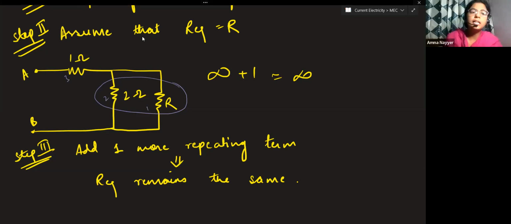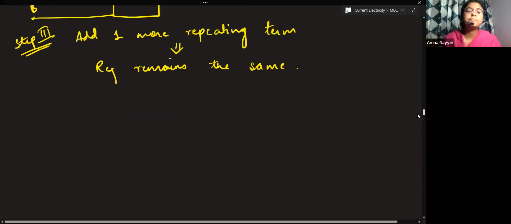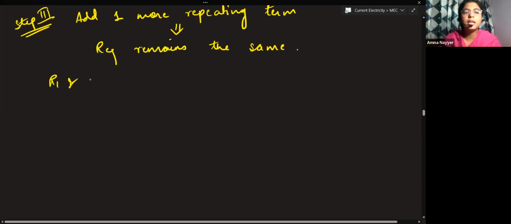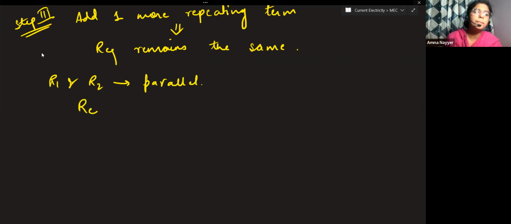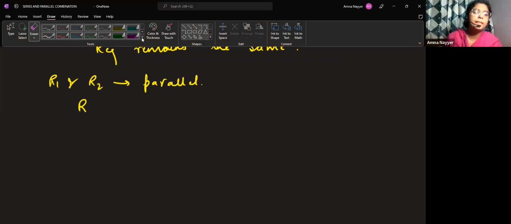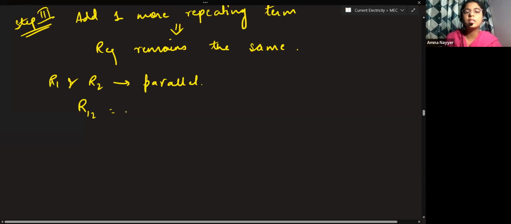So R1 and R2 are connected in parallel. So R equivalent will be what? Not R equivalent, R12. R12 will be equal to 2 and R, so 2R divided by 2 plus R. I've just taken the parallel combination of them.